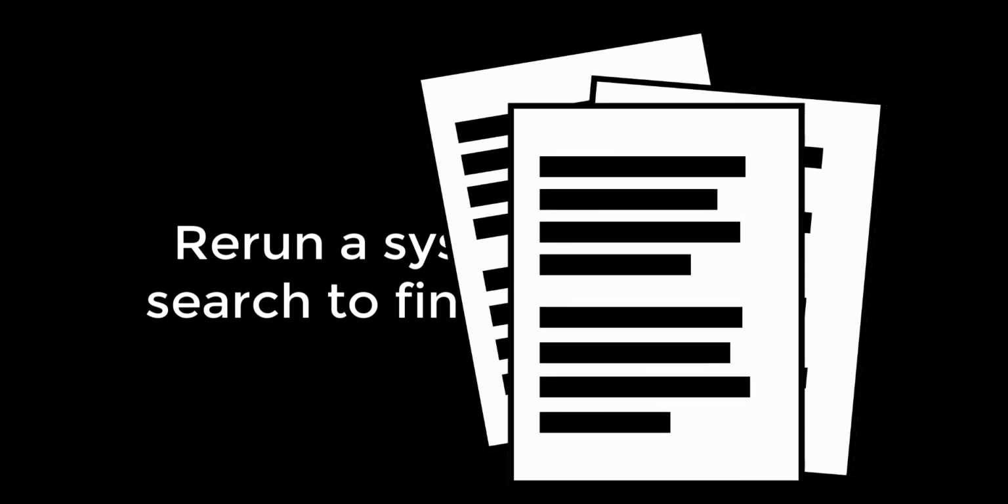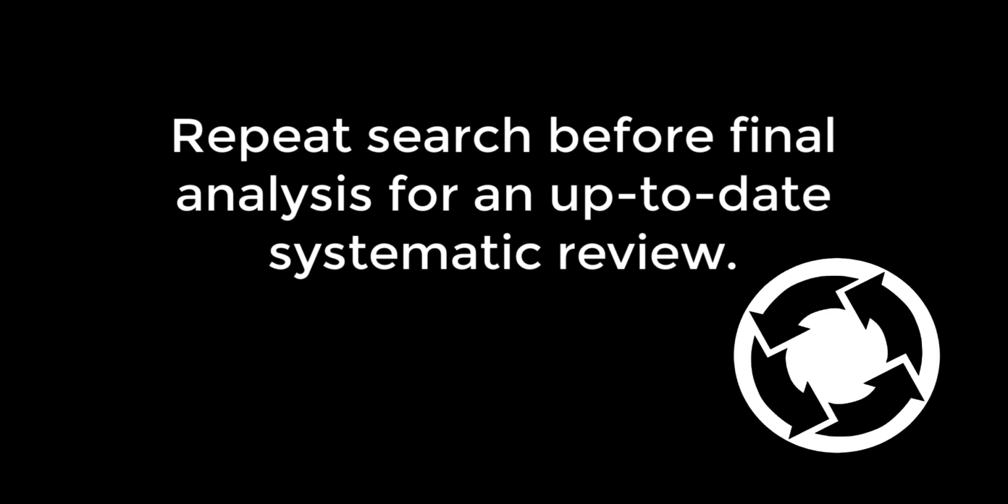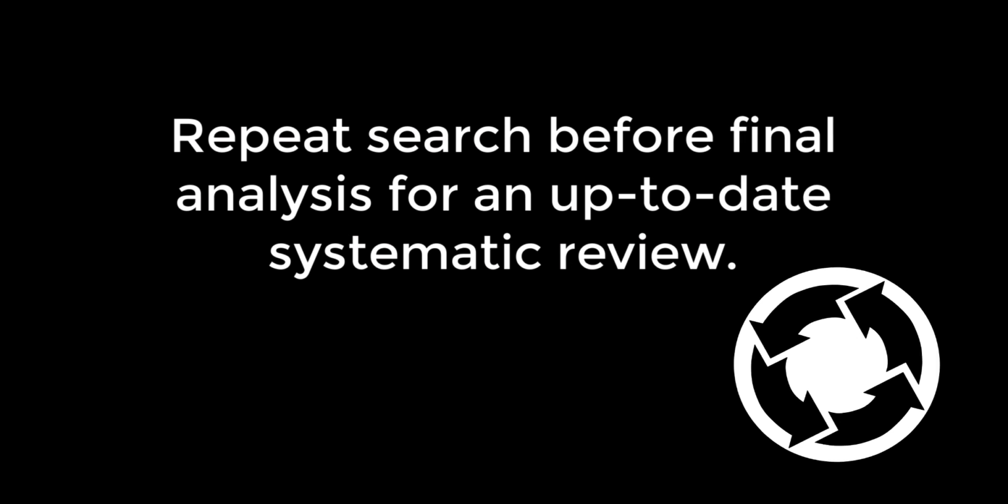In this tutorial, you will learn how to rerun a systematic review search to find new articles that were published after your original search. For an up-to-date systematic review with the most recent literature, the search should be repeated before the final analysis in order to capture literature that was published since the initial search.